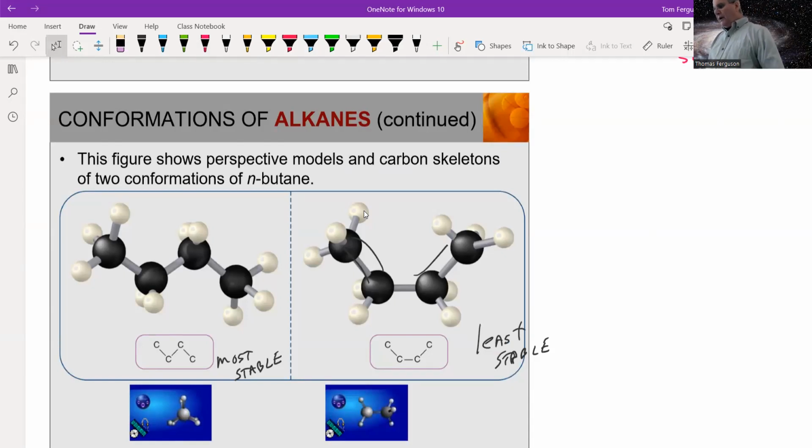So with these two models, the one on the right is the least stable because the methyl groups have a lot of steric hindrance. Here, this methyl group is moved around, rotated around, so it's the farthest from this methyl group. Hence, it's maximized the stability by minimizing the steric hindrance.